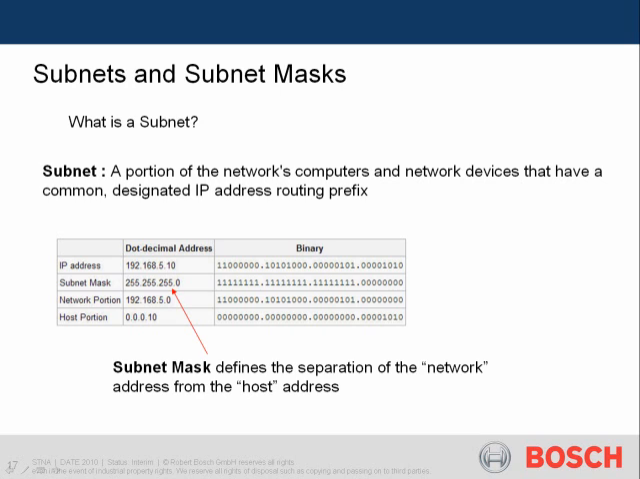As you see, the subnet mask is 255.255.255.0. Looking at this, we can see the true separation between the network portion of the address and the host portion. 192.168.5 is the network, and the .10 is the host address.